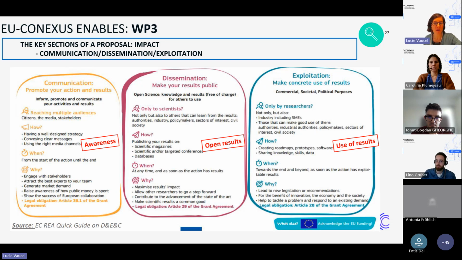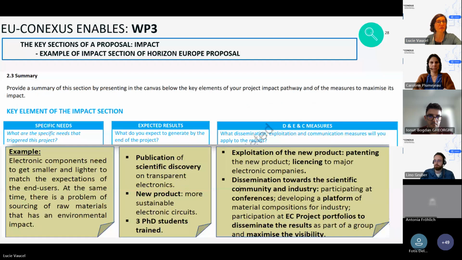We will see now an example of an impact section of a Horizon Europe proposal. Let's start with the specific needs. Here the example is the following: electronic components need to get smaller and lighter to match the expectations of the end users. At the same time, there is a problem of sourcing of raw materials that has an environmental impact.